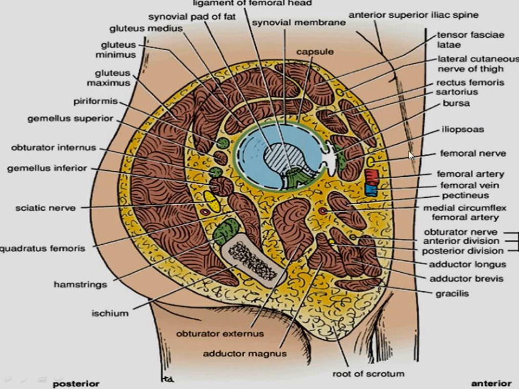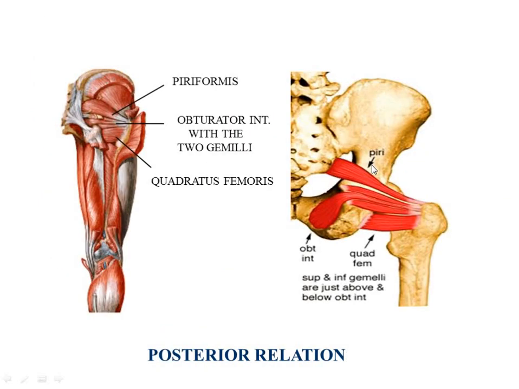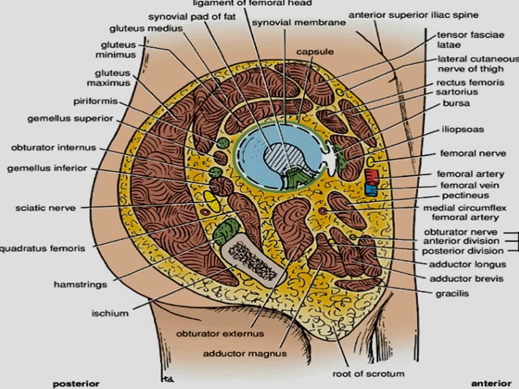This is the anterior aspect of the hip joint. So structures forming the anterior relation of the hip joint include the rectus femoris muscle, the iliopsoas, and the pectineus. Along with that, the femoral artery, femoral vein, and femoral nerve. So all these structures, the rectus femoris, iliacus, psoas major, pectineus muscle, femoral artery, femoral vein, and femoral nerve will form the anterior relation of the hip joint.